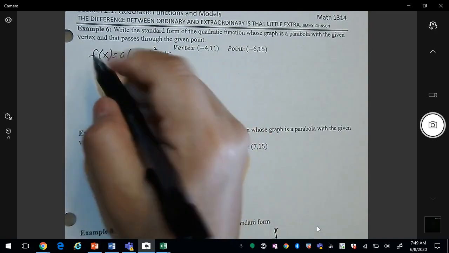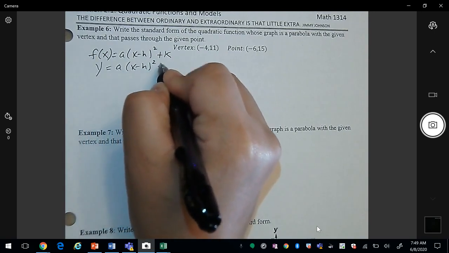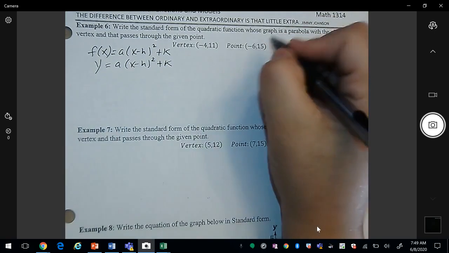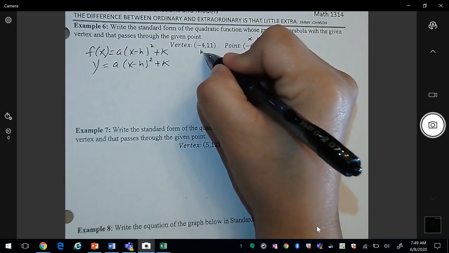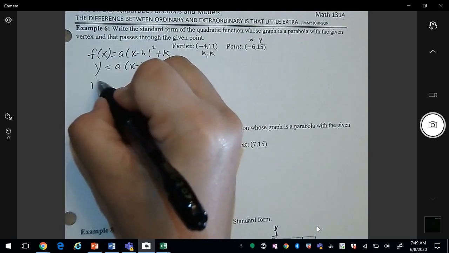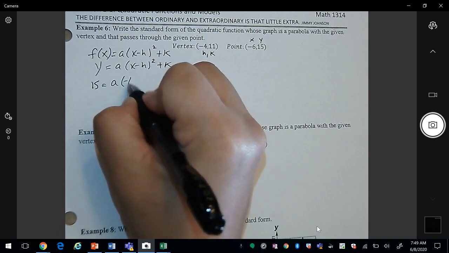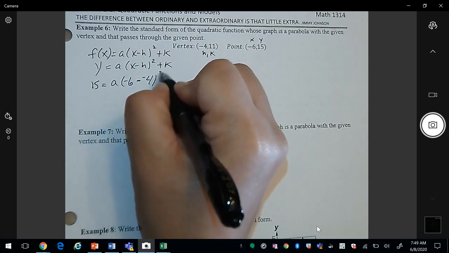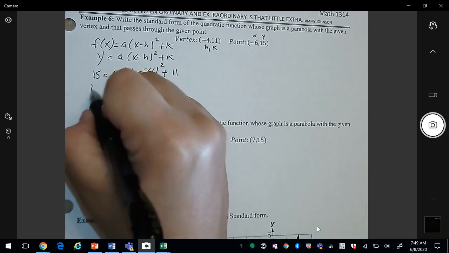And then I'm going to change f of x to y. Remember, f of x and y is the same thing, just different names. And then I'm going to use this information. This is x, this is y. Remember, your vertex is h and k. So here y is 15. We don't know what a is. X is -6 minus h, which is -4. And k is 11.